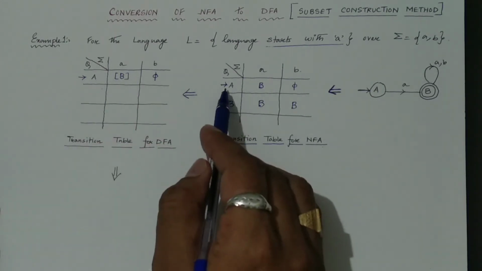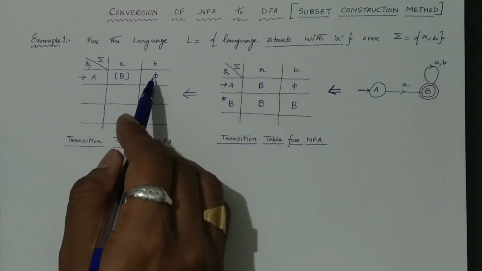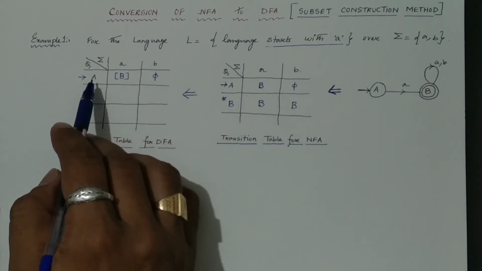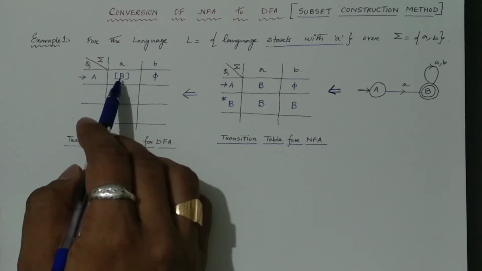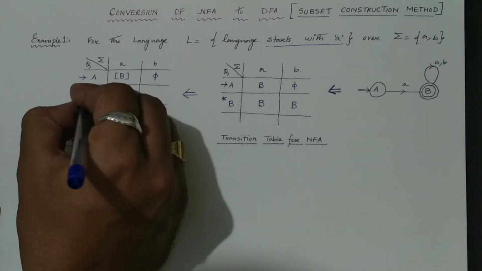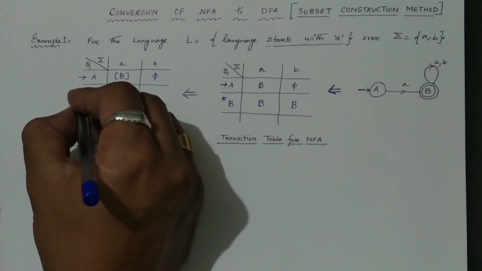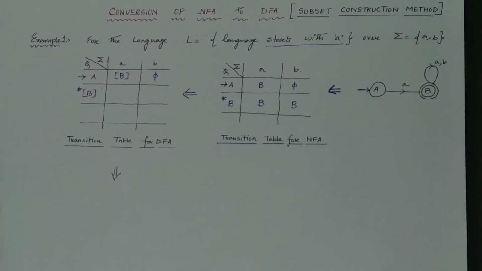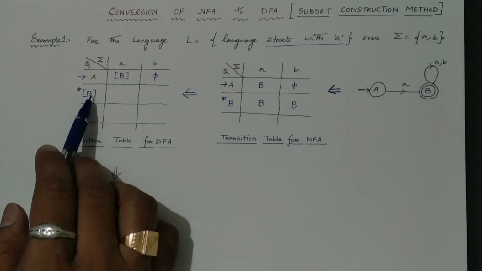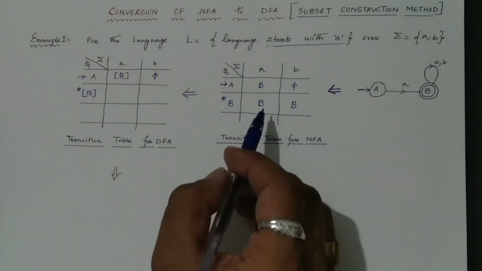Once we write the same row as it is, after writing, we have to check what is the new state after A. After A, the new state is B. So let me write down B. Okay, as we know that B is a final state, so I can mark it with a star here.